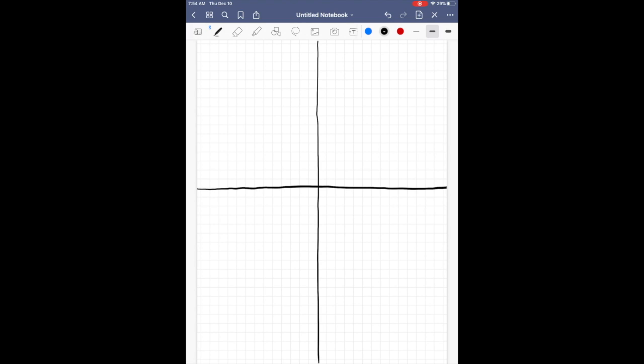Good morning, everybody. This is Miss Dupe, and today we are going to talk about our basics of graphing on a coordinate plane. So the first thing I want to talk about is our coordinate plane here.